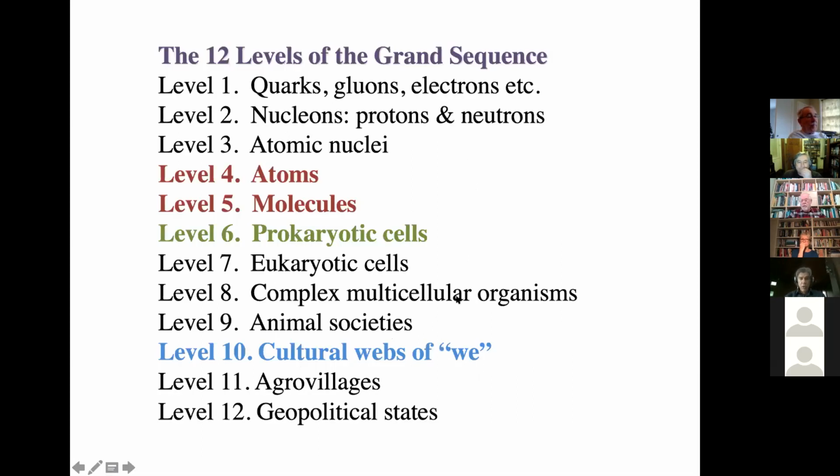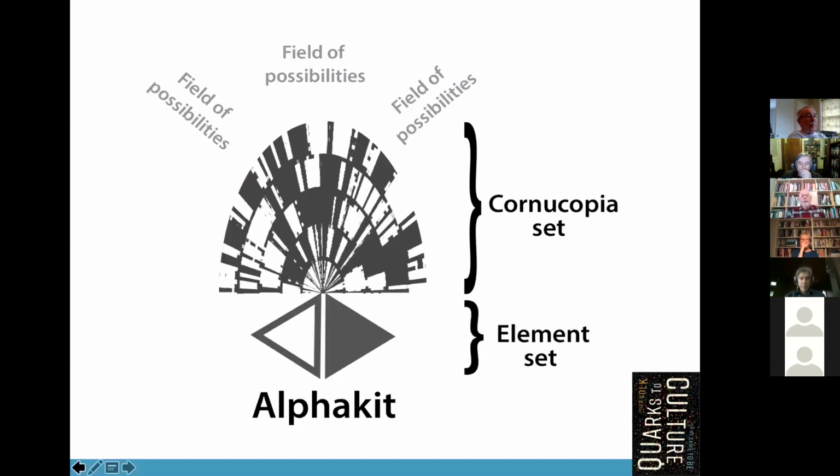Yeah, so let me ask a question, if I may, Tyler. You have the element set and the cornucopia set. In order to generate a cornucopia, there's another piece that I was trying to remember if you had mentioned it in the book, and I just couldn't pull it up. But it has to do with the number of kinds of combinations that you can make with the element set and any restrictions.